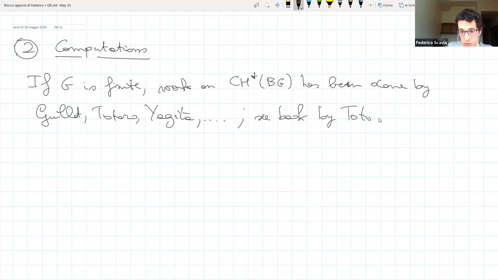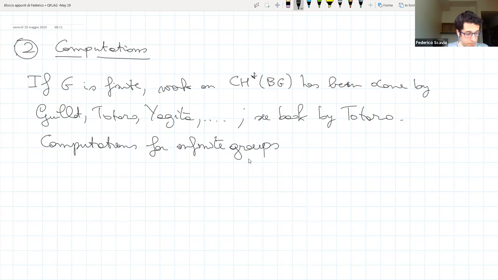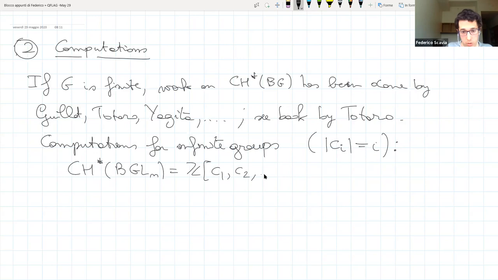Okay, but I'm more interested in infinite groups. So computations for infinite algebraic groups. I want to describe some Chow rings of some infinite groups such as GLn, SLn. And so Chern classes come up. I would denote them by ci, and ci always has degree i. So for example, the Chow ring of BGLn is Z of c1, c2, ..., cn.